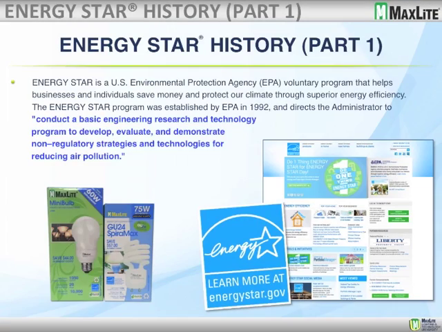So a little bit about the Energy Star history. Energy Star was created through the EPA. It's an Environmental Protection Agency program. It's voluntary. In other words, American manufacturers are not bound to meet these standards, but it's a voluntary program. In 1992, the Energy Star program was directed to conduct a basic engineering research and technology program to develop, evaluate, and demonstrate non-regulatory strategies and technologies for reducing air pollution. So that was their mandate.